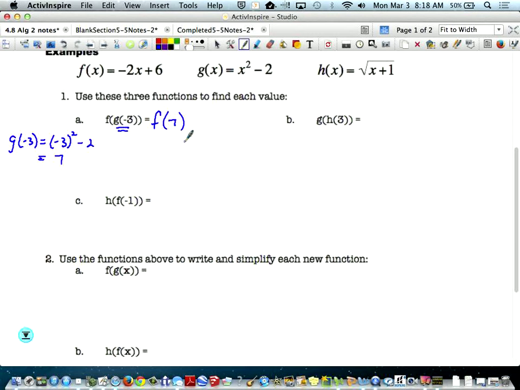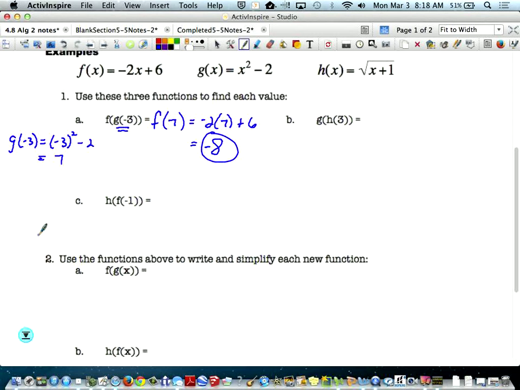Now I do F of 7. What's F of 7? -2 times 7 plus 6. -14 plus 6 is 8. So we've done function notation already. Now it's just doing it maybe 2, 3, or even up to 4 times on one problem. -8. Sorry. -14 plus 6 is -8. Thank you.